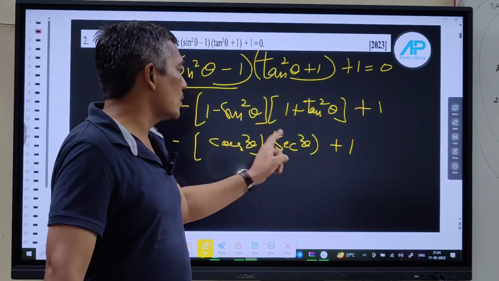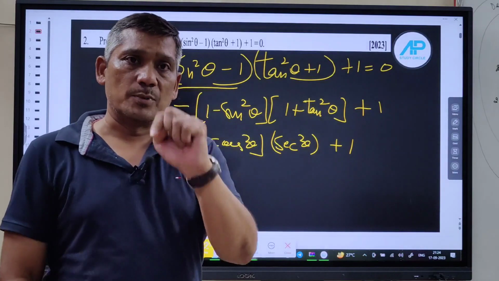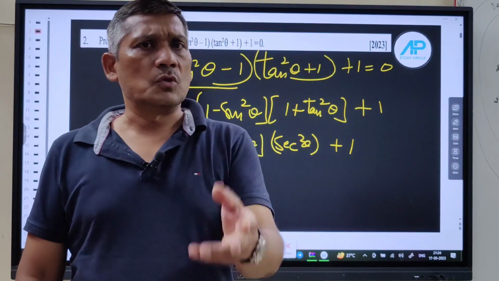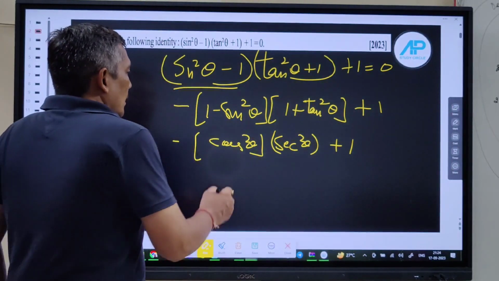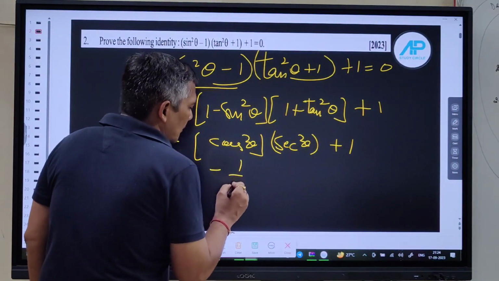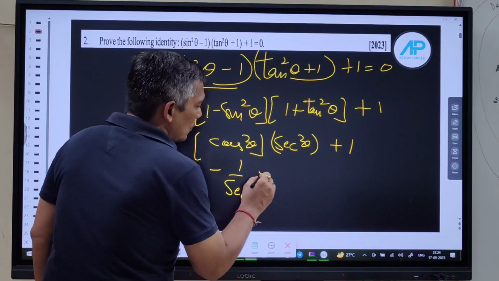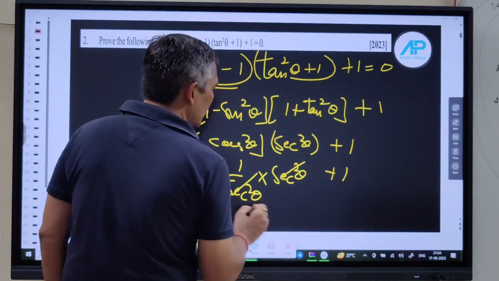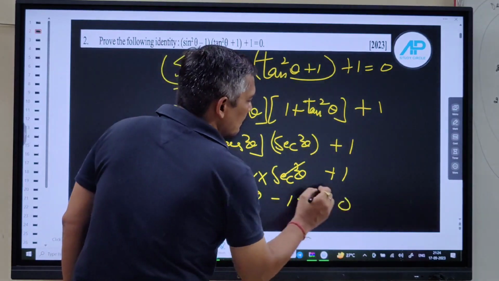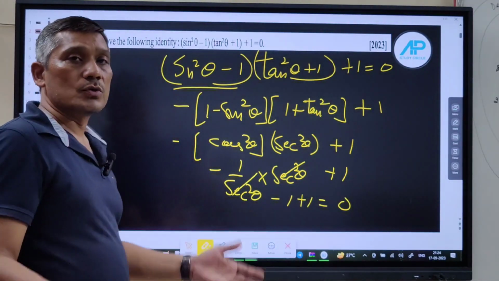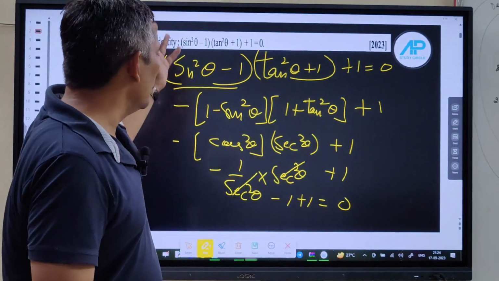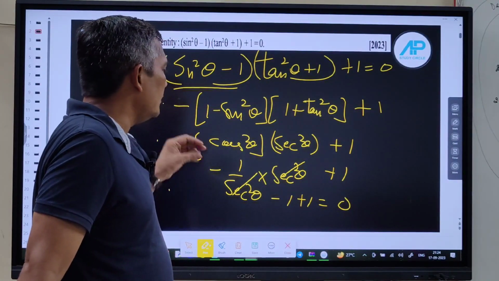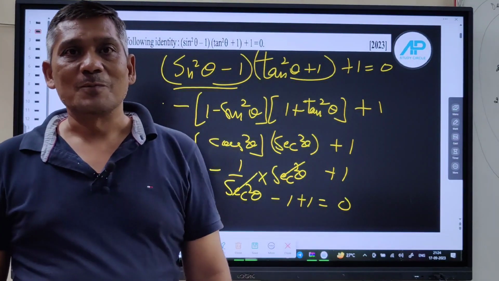क्या उसको मालूम है कि सेक और कॉस एक दूसरे के रेसिप्रोकल होते हैं, या उसको नहीं मालूम है? अगर उसको इतना पता है, question is not difficult. So I got 1 upon sec square theta into sec square theta plus 1, it is minus 1 plus 1, this is equals to 0. You see here, I told you, board gives you 3-step question, 1, 2 and 3rd step, question is solved.